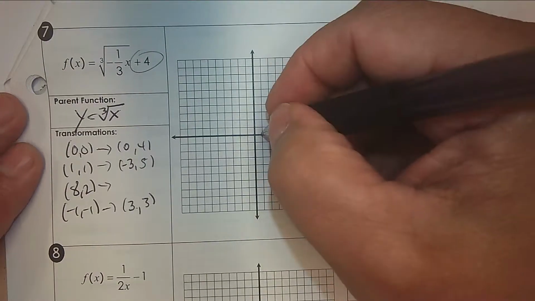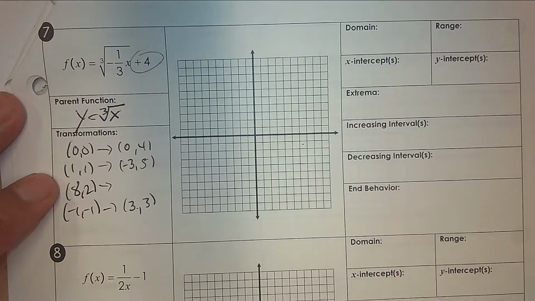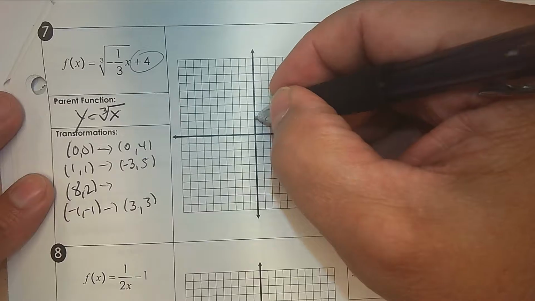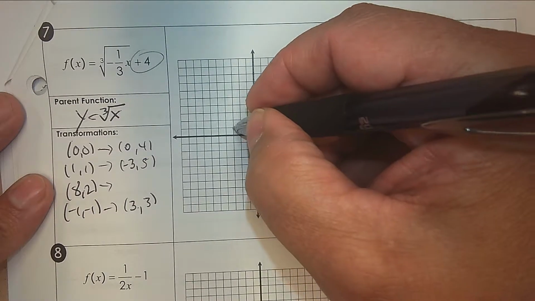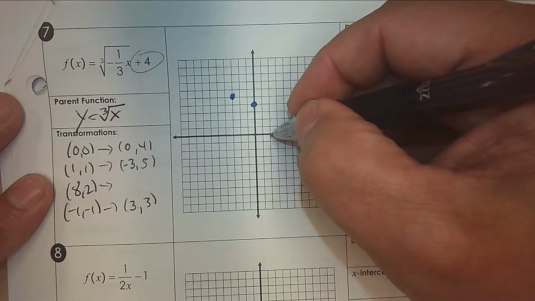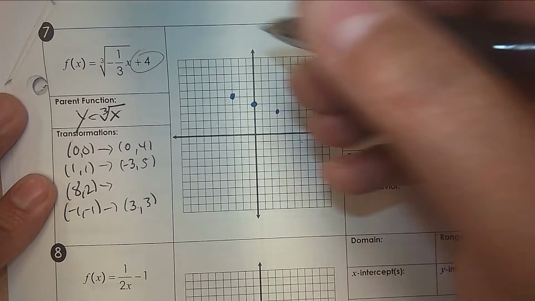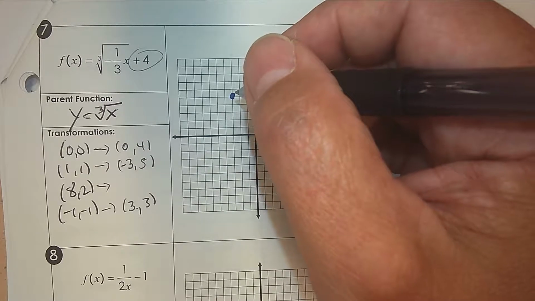So 0, 4, because when I do this, it'll be 24. It's not going to be on my graph. So 0, 4, -3, and 5, +3 and 3, and then curve it. Remember, it's going to look a little bit like an S when you curve this.